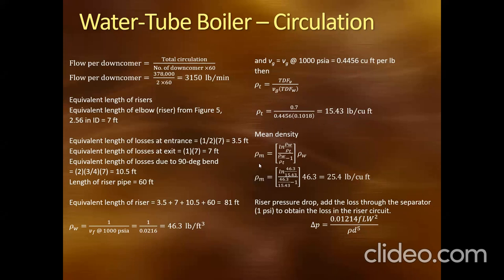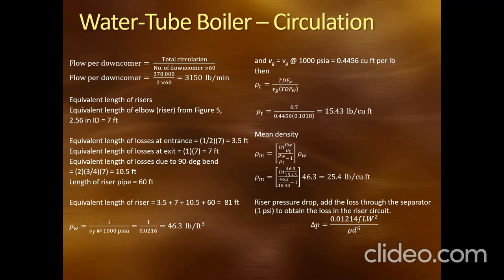Then, the mean density is rho_M equal to ln of rho_W over rho_T, divided by rho_W over rho_T minus 1, times rho_W. That is ln of 46.3 over 15.43, divided by 46.3 over 15.43 minus 1, times 46.3, which is 25.4 pounds per cubic foot. This is the mean average density in the riser because the liquid rises and becomes vapor. So, the riser pressure drop, then add the loss to the separator, which is 1 PSI, to obtain the loss in the riser circuit.